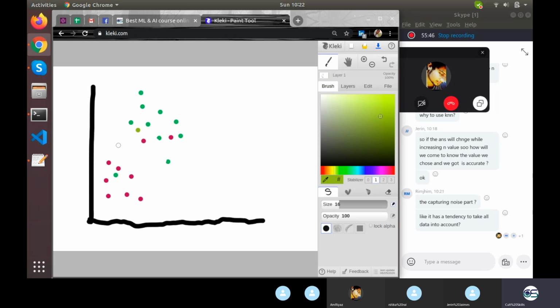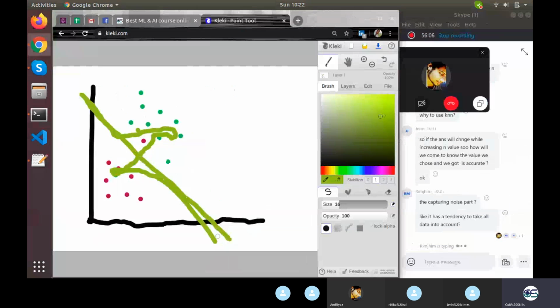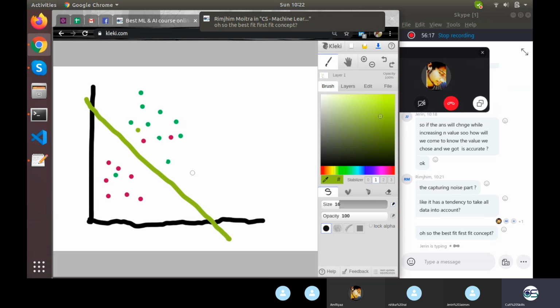Whereas in the case of logistic regression, the clear fit line is this. It will ignore these two points and this point as well. It will not make any line like this. This sort of line will not exist. KNN has a tendency to take all the data into account. Yes, exactly. There is no best fit in KNN. It will take Euclidean distance and that's all.